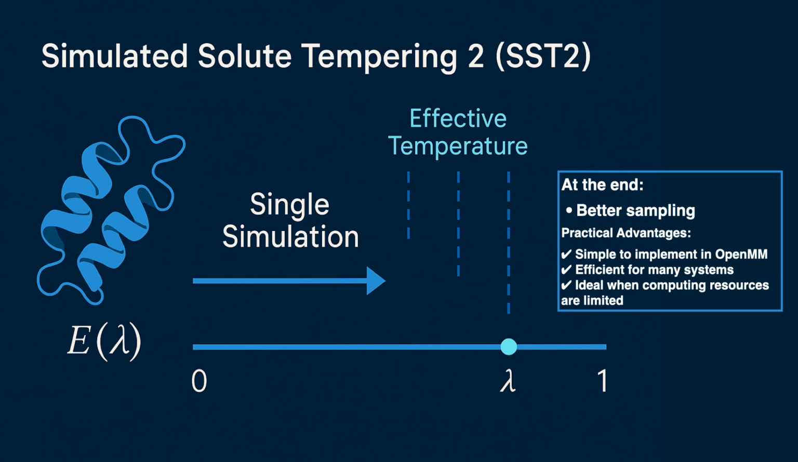This is different from REST2, which uses multiple parallel simulations that need to communicate, something that can be difficult to run on mixed GPU and CPU clusters. With SST2, everything happens in one continuous run, making it easier to implement and more practical for many users. Overall, SST2 keeps the solvent at normal temperature, scales only the necessary parts of the Hamiltonian, and allows the protein to navigate its energy landscape more efficiently, especially for larger systems or for protein-ligand complexes.